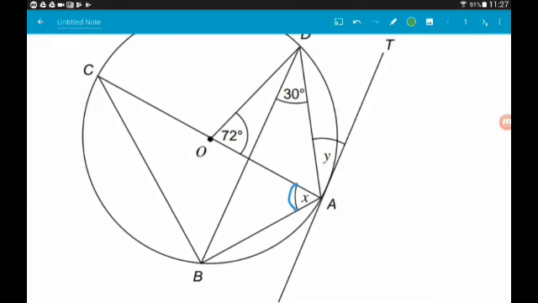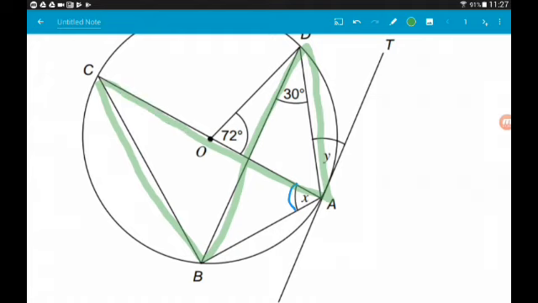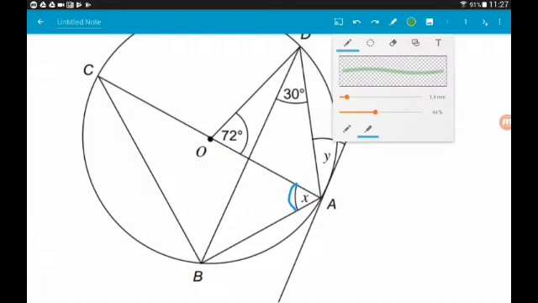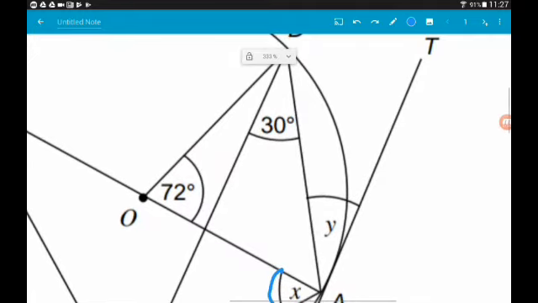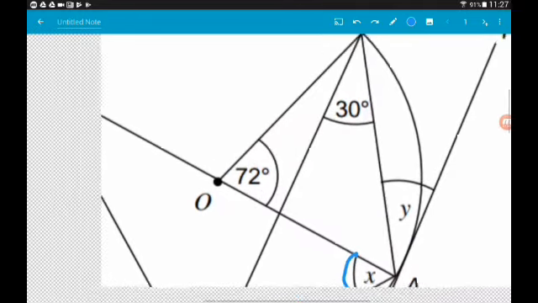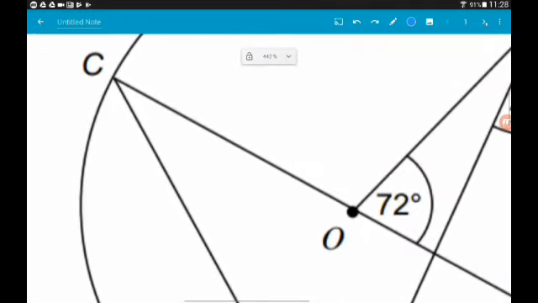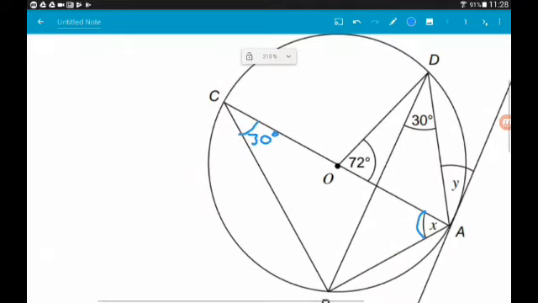Well, roughly, we've got this situation going on like that. So that's going to tell us then that given this angle here is 30 degrees, that means this angle over here is also 30 degrees. Good times.